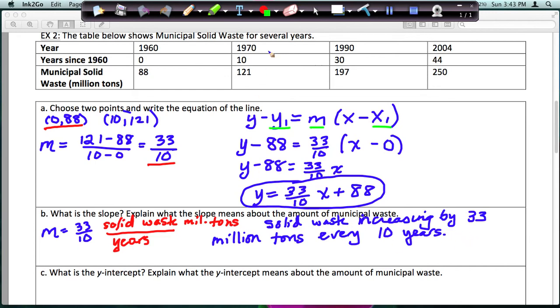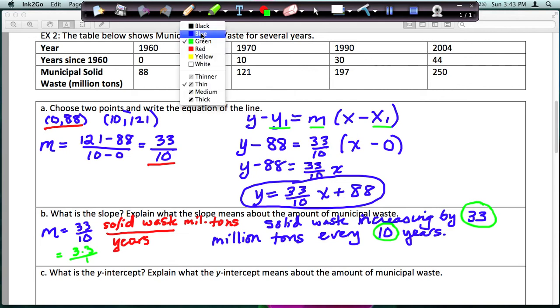Okay, if I had wanted to, I could have reduced my slope instead of 33 tenths. This does reduce to be 3.3 over 1 if I divide both the numerator and denominator by 10. So I could have come over here, and instead of saying 33 million tons, I could have said it increases by 3.3 million tons, and then my denominator is 1, so every 1 year. So either one of those would be fine. 33 every 10 years or 3.3 every 1 year.